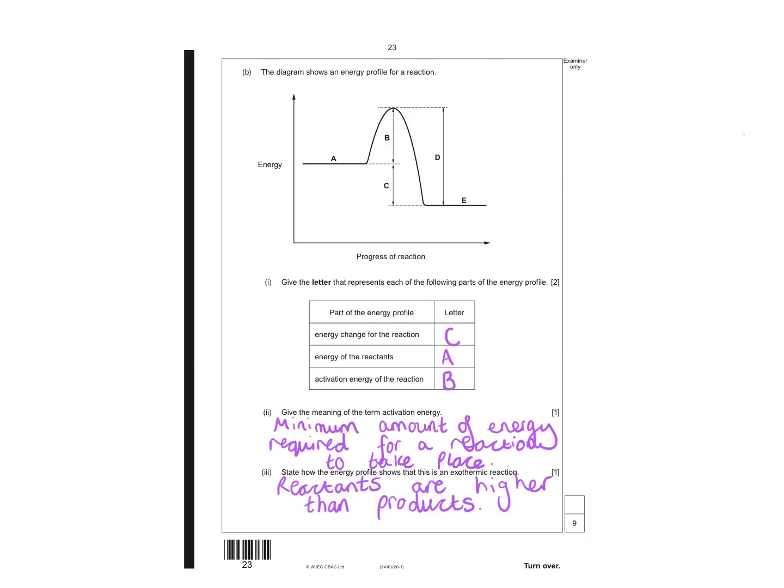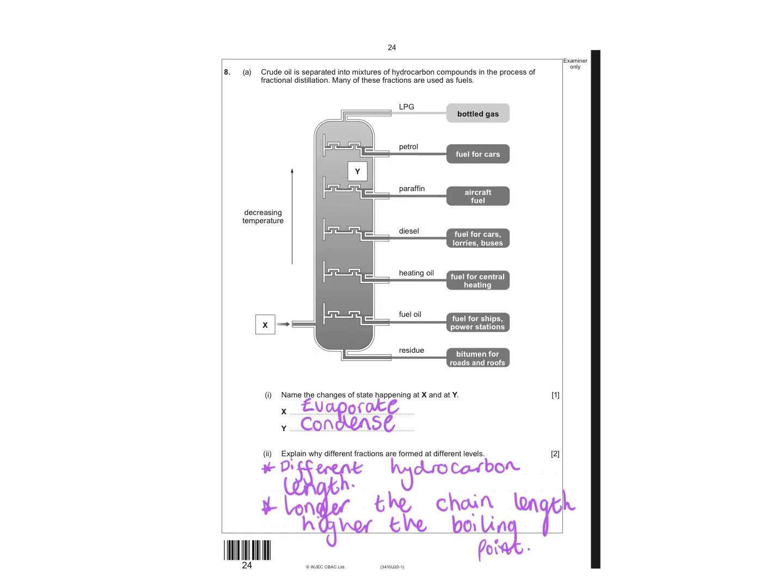Lovely energy profile, and you've got to label it. Energy change of the reaction is C, always the difference between the reactants and the products. The energy of the reactants is A, and the activation energy is always between the reactants and the hump. Give the meaning of activation energy: minimum amount of energy required for the reaction to take place. State how the energy profile shows that this is an exothermic reaction. Reactants are higher than products.